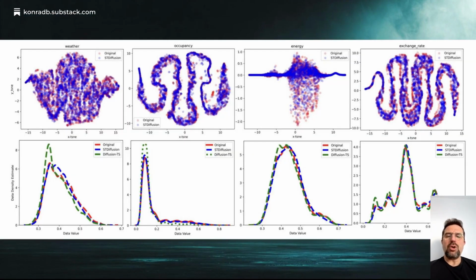Figure 4 provides a visual comparison between real data and generated samples. The top row shows t-SNE plots. These plots compress high-dimensional time series into 2 dimensions while preserving local similarity. If synthetic points overlap real points, it means the generator captures realistic patterns. The ST diffusion samples closely follow the clusters of the real data. The bottom row shows density curves of values. The generated distribution matches the true distribution very closely. This indicates that the model captures both the local structure of sequences and the overall statistical distribution of the dataset.